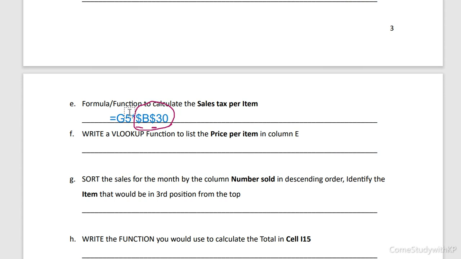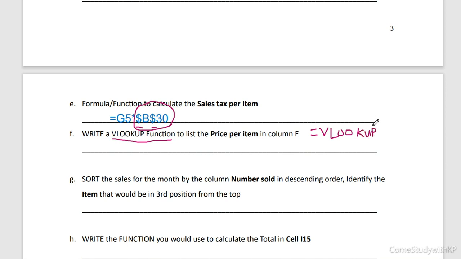Next question. Write a lookup function. Now, lookup. Remember what the lookup function does. In the lookup function, all of these things you have to just remember: the parameters that you pass to the function, so that when you're using it in the exam, you know what values you're looking for to substitute.